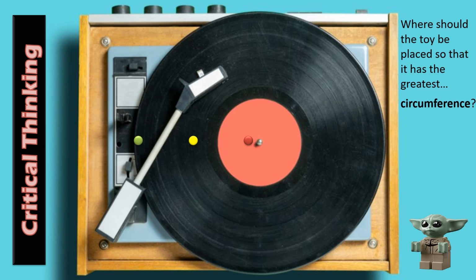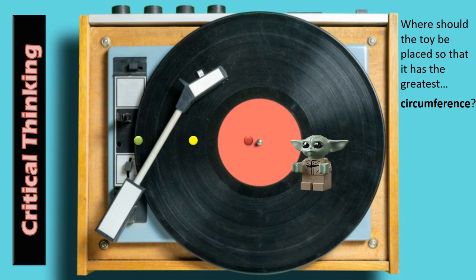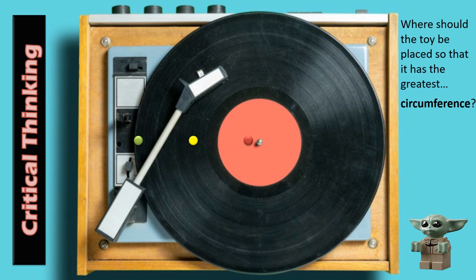All right, one more critical thinking question. And this one's a doozy, so really get your critical thinking cap on. Okay? This is a record, for any of you who don't know, and it spins around in a circle. This is how they used to play music. It says, where should the toy be placed so that it has the greatest circumference? Should this little toy be placed on the green, yellow, or red dot so it has the greatest circumference?